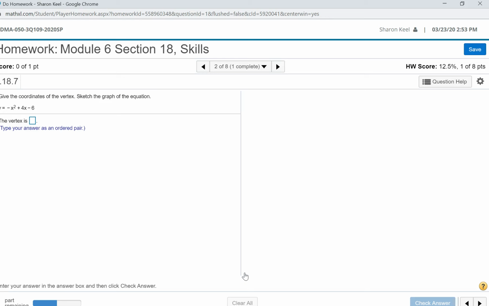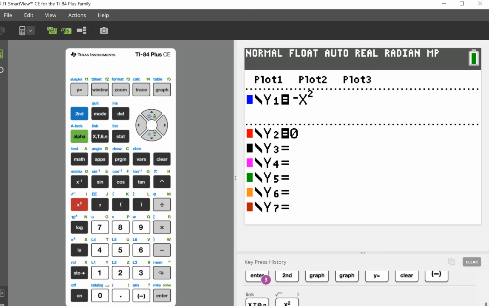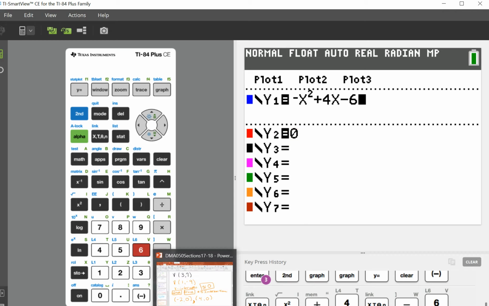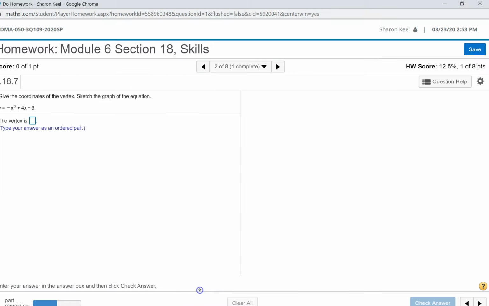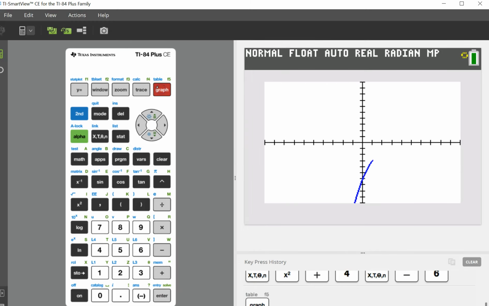Let me do this next one because this should give us a graph that opens in the other direction. So we have a -x squared plus 4x minus 6. Y equals, clear, negative x squared plus 4x minus 6. I'm going to leave the 0 because I'm going to have to still find the x-intercepts, and it does not hurt anything to still have it there. Okay, so we're going to press graph to view, and I see my parabola.